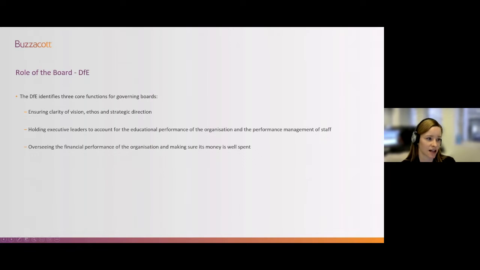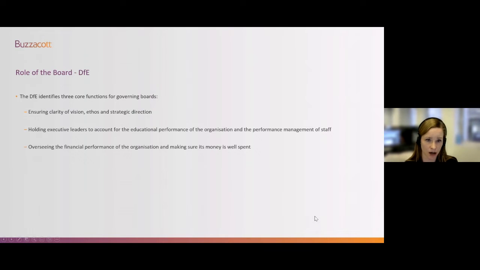So this slide sets out the role of the board as defined by the Department for Education. The DfE has a governance handbook that was last updated in October 2020. And within there, the DfE identifies 3 core functions for the governing board to fulfill. So the first of these is ensuring the clarity of vision and ethos and strategic direction of the trust. So this covers the overall aims and objectives of your Academy Trust.